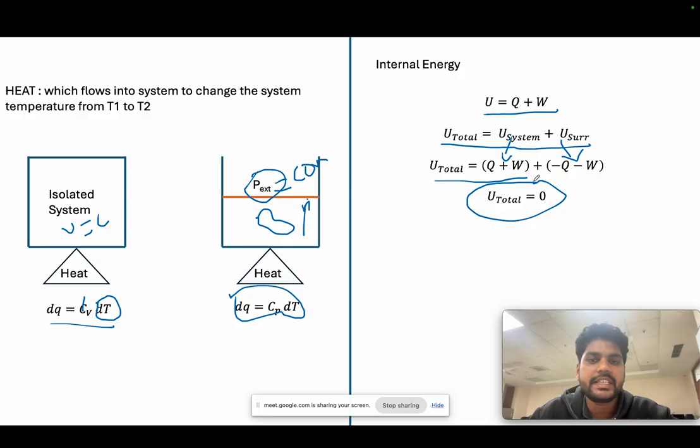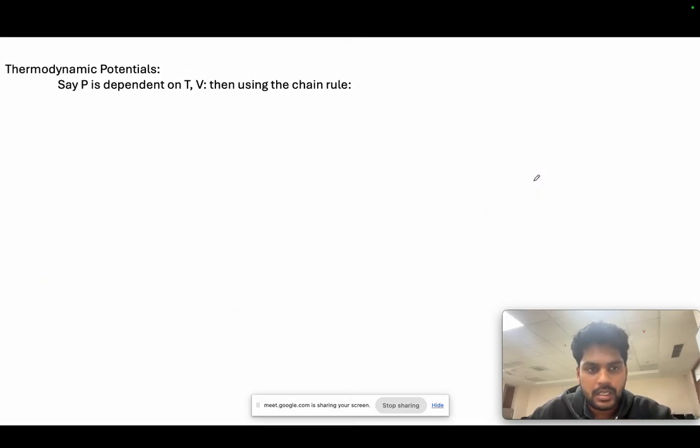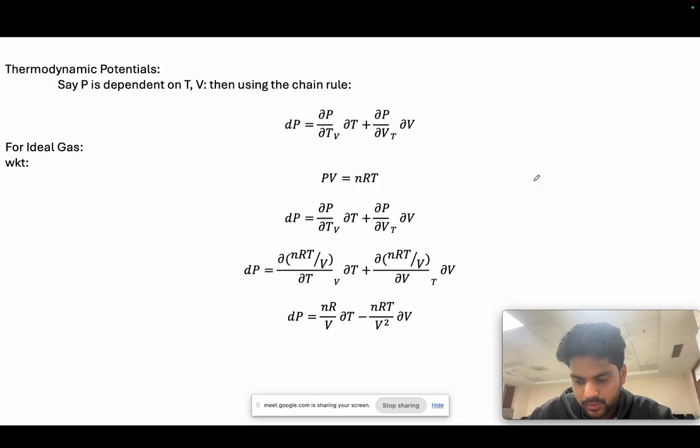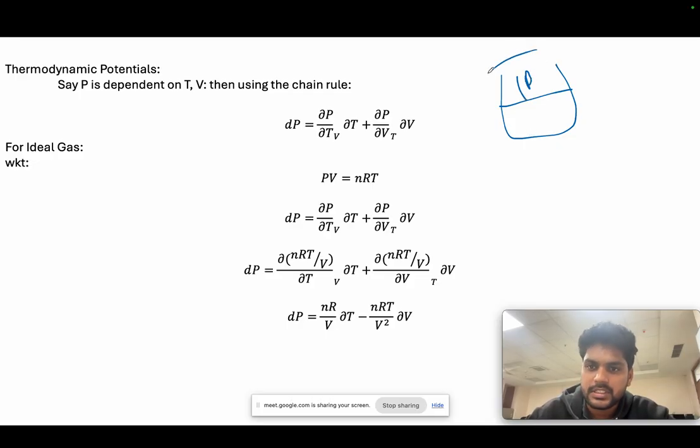Once we know what heat is and what internal energy is, we will come to the thermodynamic potential. Why we need the thermodynamic potential: if you hear words like thermodynamic potential or equation of state, it means I have one system and I want to predict its properties based upon intensive variables or extensive variables. We'll come to that later. Say I have a system with some external pressure acting on it, and I want to know the properties of this system.